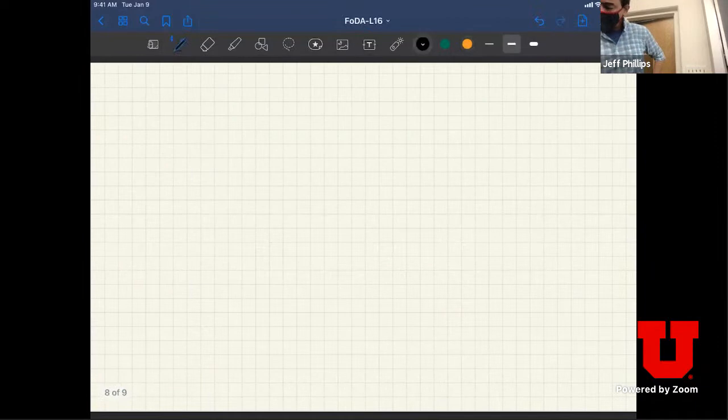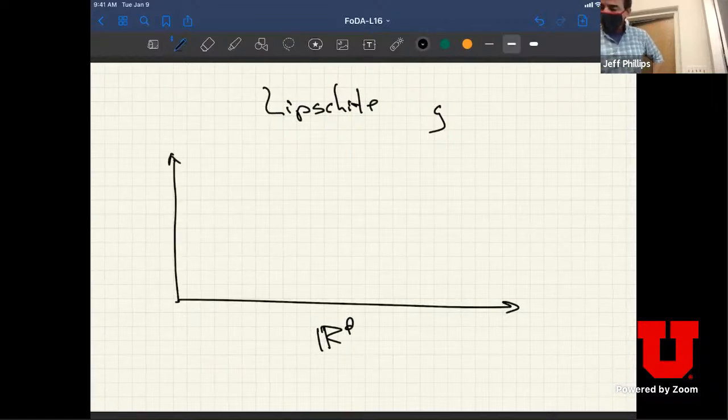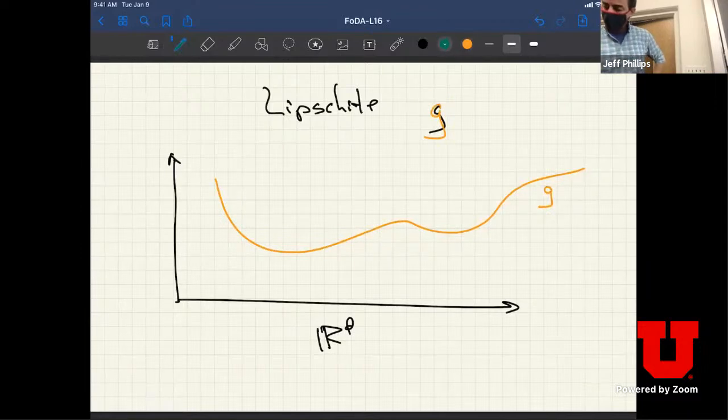So G, I can think of this as R^D, but I'm just going to draw it in R^1. I'm going to have some function, and this is the function G. Where is the Lipschitz constant the highest? That happens right here, where this is P and Q, because the slope is really high. G of P, G of Q: the function value changes very quickly here.